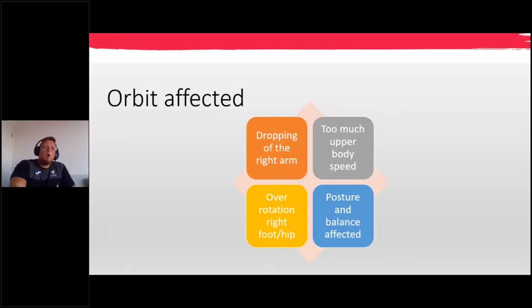Okay, so the orbit effect, and what can affect this orbit? Obviously, the main points are around the start, and this is what this whole presentation is about. So the dropping of the right arm. What do I mean by the dropping? It's just the drop of the right arm.